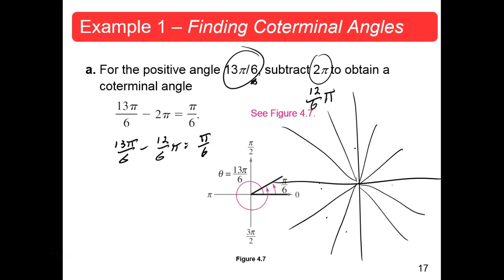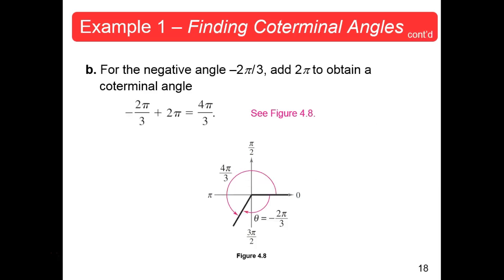Now, here's the B part of that one. What if you started with a negative angle, negative 2/3 π? Remember this is 0. Negative 1/3 π would be down here, negative 2/3 π would be over here. So here's your initial angle, negative 2/3 π. How do you get a coterminal angle with that? Add 2π to it. But since we're dealing with thirds of π, how much is 2π in terms of thirds? How many thirds of a π is 2π?